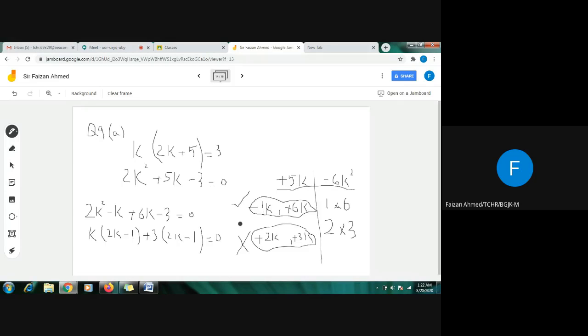I have broken my middle term into minus 1k and 6k. So I replace them like this, and I take k as common. The bracket will be 2k minus 1, and then I take 3 as common from these two, and the bracket is again 2k minus 1. When I solve for k, the first value of k will be minus 3, and the second value of k will be equal to 1 upon 2.